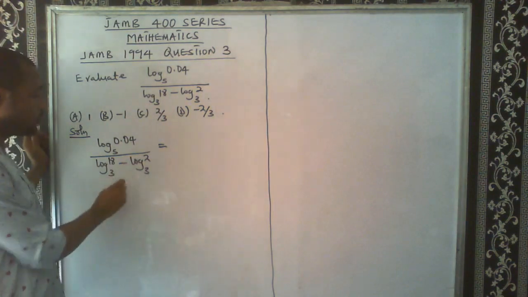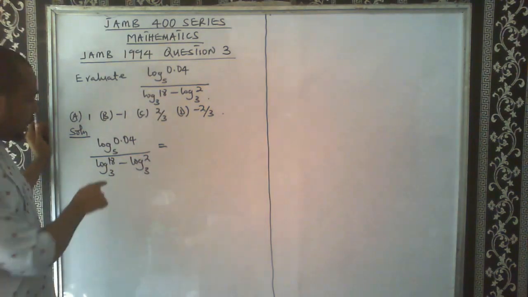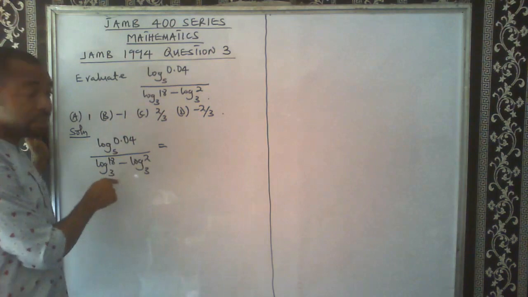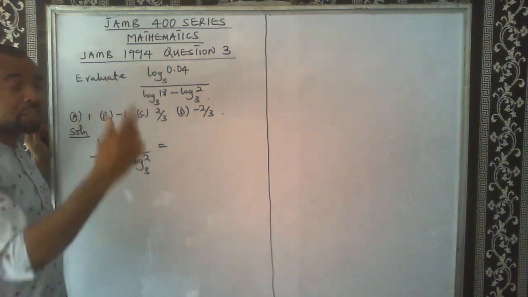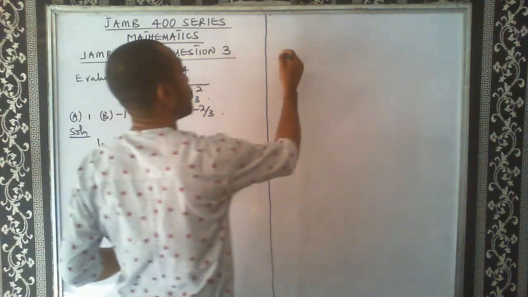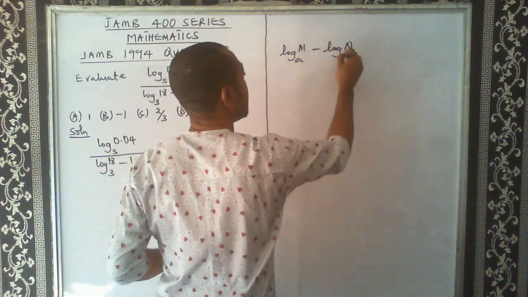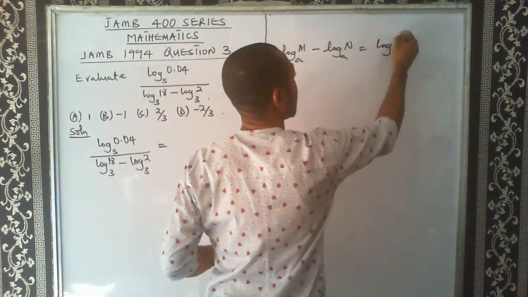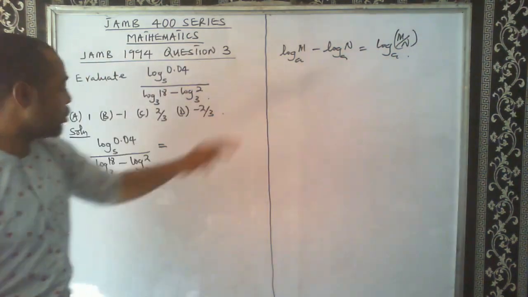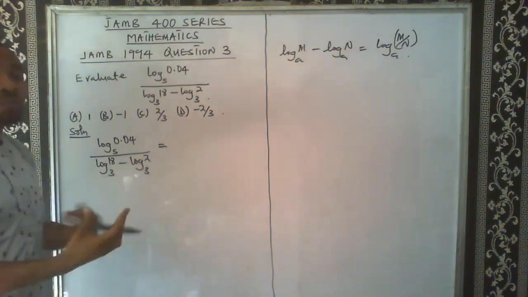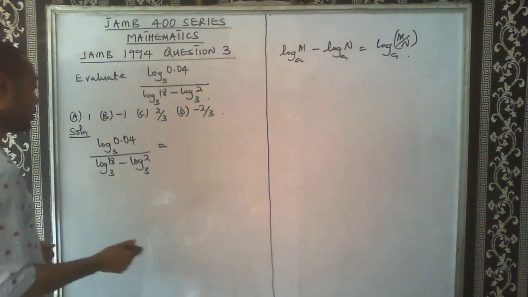So we are going to reduce it to a single log term. And how do we do that? If we look at this, the bases are the same, and the operation between them is negative. The second law of logarithm says that when we have log m base a minus log n base a, it is the same as saying log m divided by n base a. So we are going to apply this law here to reduce this to a single log. Let's do that quickly without taking much time.